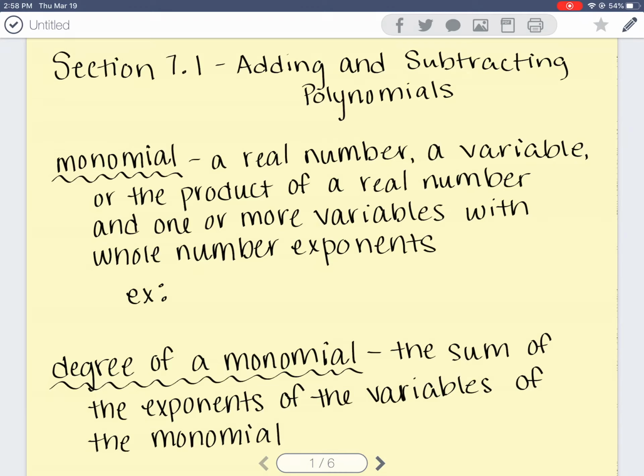Alright, Algebra 1, we are going to move on to section 7.1. I know that we are skipping around a little bit, trying to do what sections we can through online. So we are going to get into chapter 7, and we are going to be adding and subtracting polynomials today.